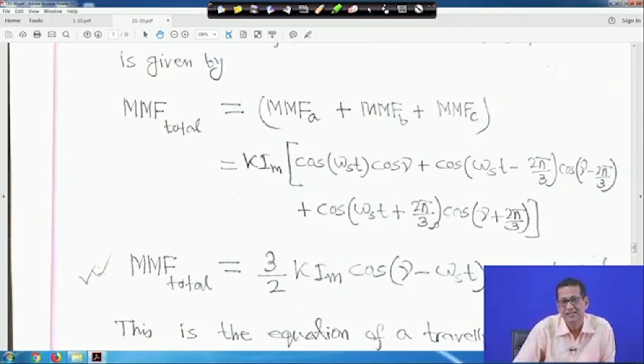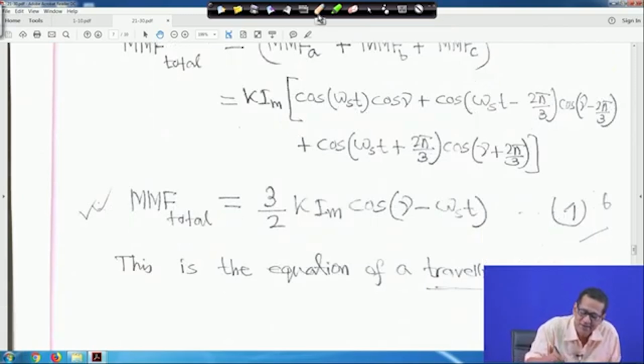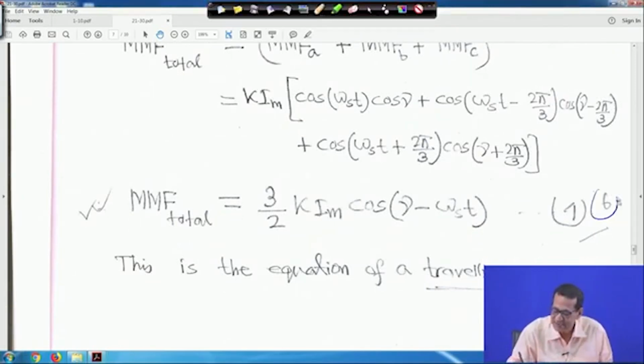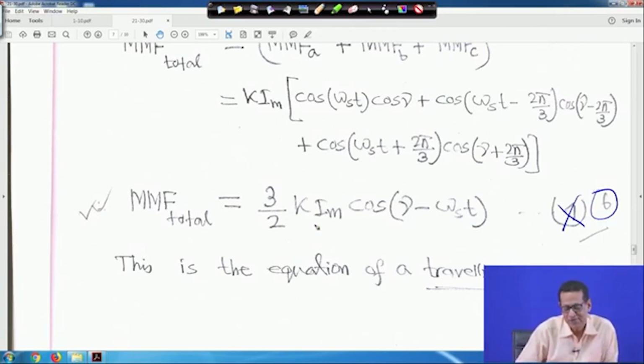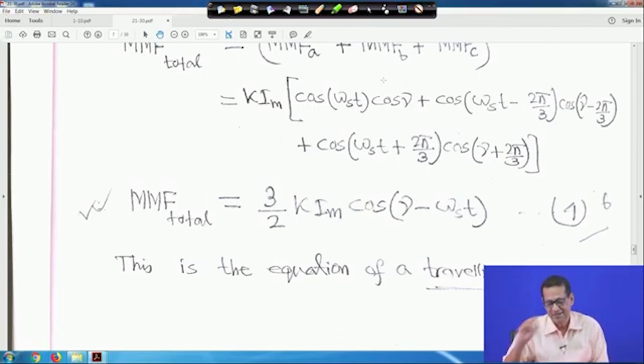And if you simplify, this simplification you please do yourself, otherwise it will consume more time. This simplification is actually equation 6, not 4. I have written 4 here, but it is equation 6. So if you simplify, it will be 3 by 2 k Im cos(gamma minus omega s t). Therefore, this is the equation of a travelling wave, which you have studied in the power system course.